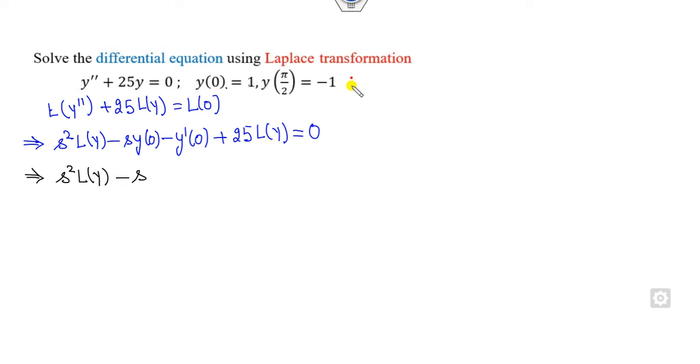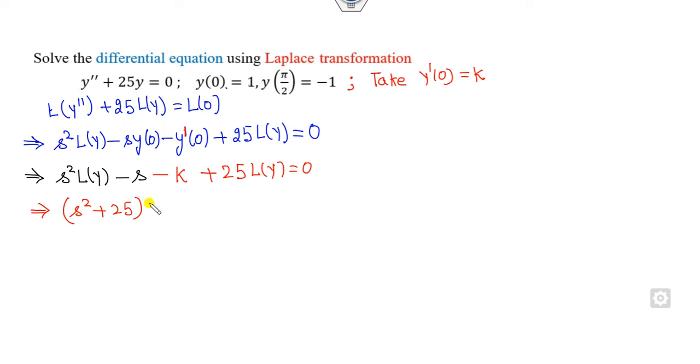Since y dash 0 is not given to you, you can take y dash 0 as k. If anything is missing, you can substitute it as a constant. So this is k, plus 25 L of y equals 0. So make sure that you substitute y dash. Y dash is not given, so I assume that y dash is k. So it is s square plus 25 L of y. The rest I can put on the right hand side. Again you can see this is my auxiliary equation.